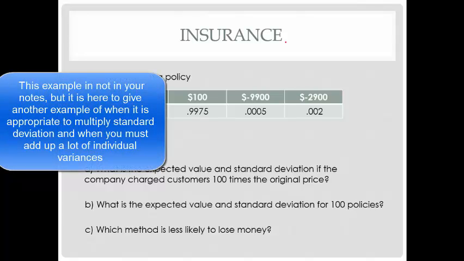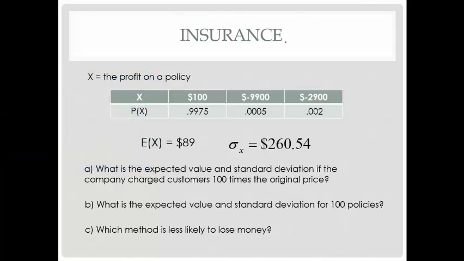Back to the insurance policy problem. Let's say that they wanted to charge you 100 times the original price, right? And we looked at this yesterday. Two different things they're looking at. One, they're going to charge you 100 times the original price, versus, right, the company's trying to make a big profit, so they're either going to charge one customer 100 times more, or maybe they go out and they get 100 new policies. So which one is less likely to lose money for the company?